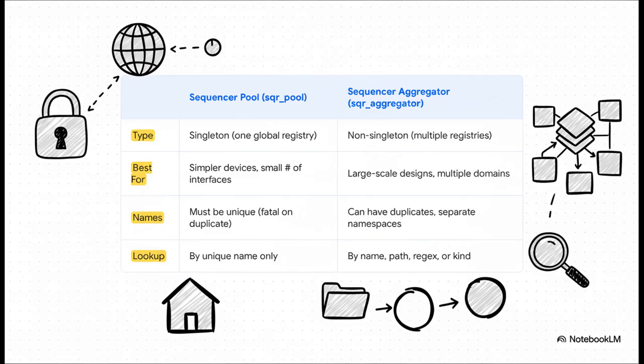All right, first up is the sequencer pool. It's what's called a singleton, which is just a fancy way of saying there's one single global directory for the entire project. It's absolutely perfect for smaller designs, where it's pretty easy to give every component a unique name. Then, for the giant, really complex chips, you've got the sequencer aggregator. This one lets engineers create multiple, separate directories, so different teams can work on their own parts of the chip without worrying about their component names bumping into each other. It's all about having the right tool for the job.